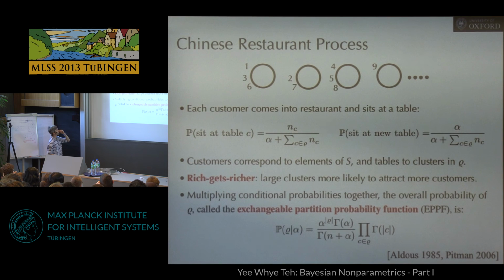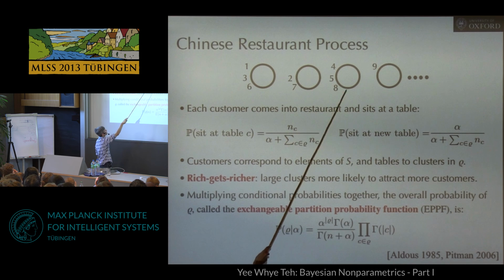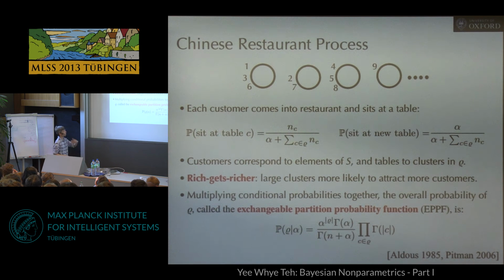The third customer now has 3 choices: whether to sit with customer 1, customer 2, or at a new table. Okay? In this case, customer 3 is going to sit with customer 1 at table 1, and then customer 4 comes in, now has 3 choices: whether to sit at one of these tables, or at a new table. In this case, customer 4 sits at the third table, a new table. And we can repeat this. Okay?